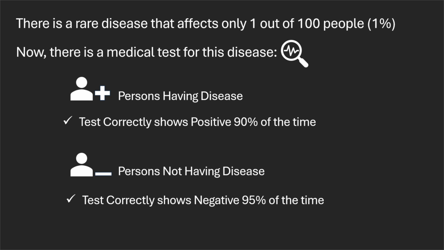If a person does not have the disease, the test correctly shows negative 95% of the time. It means if there are 100 people and they take the test, the test says 95 people are not having the disease. Now, imagine this situation. You take the test and the test result comes back positive.